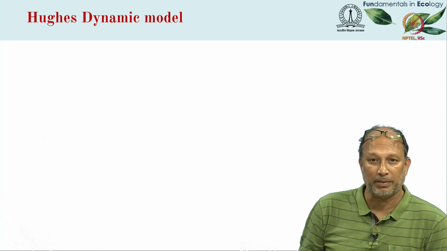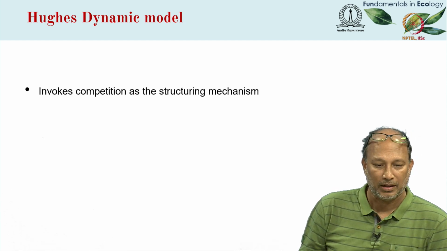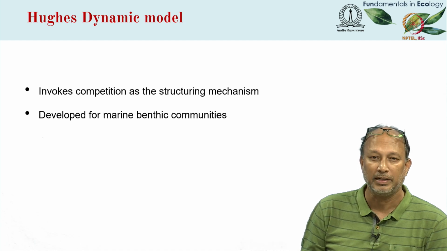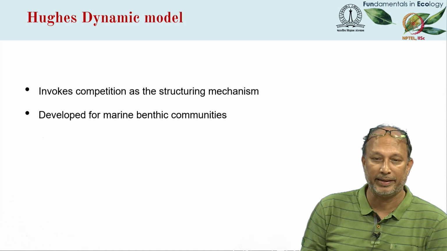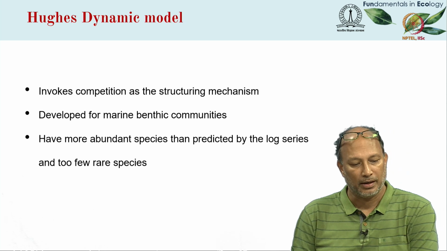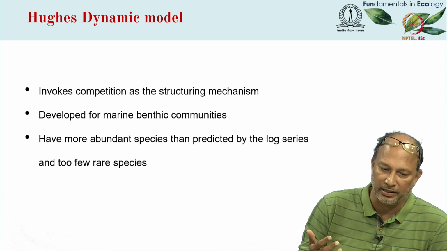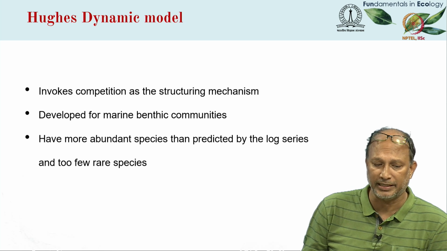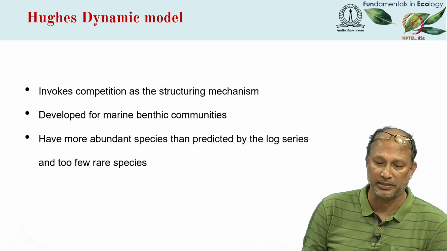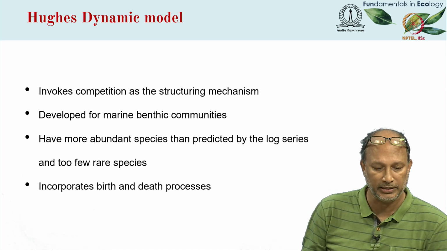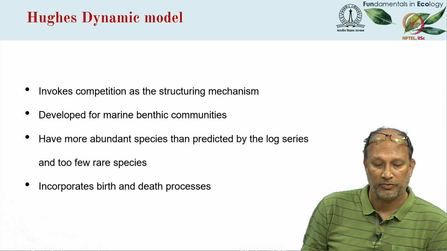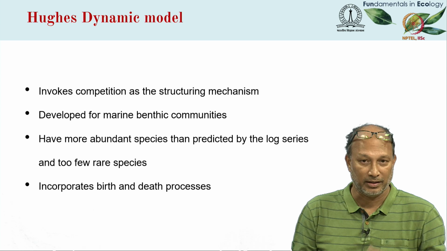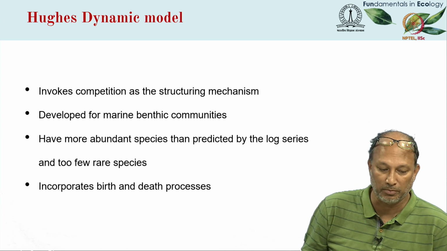Other kinds of species abundance models have been proposed. Hughes proposed this model where he invoked competition as a structuring mechanism, developed it for marine benthic communities, and in his model has more abundant species than predicted by the log series, but too few rare species. Hughes for the first time incorporated birth and death processes, which as we will see is important when more neutral models were developed.